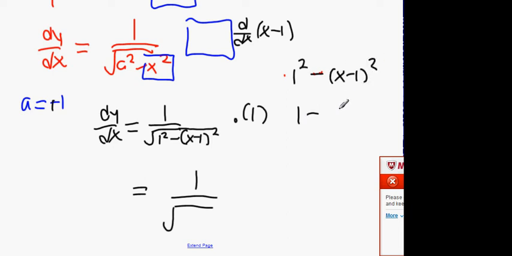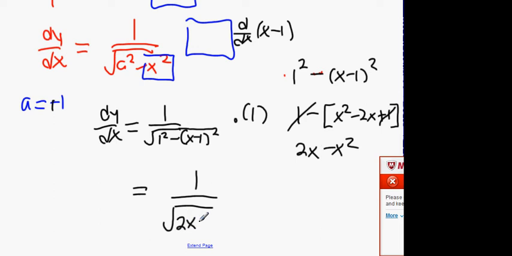That's going to be 1 minus bracket x squared minus 2x plus 1. 1 minus 1 they cancel. And what we're going to be left with is 2x minus x squared. There's 2x minus x squared underneath. And that's your answer for dy dx. Right, we'll try another one again.